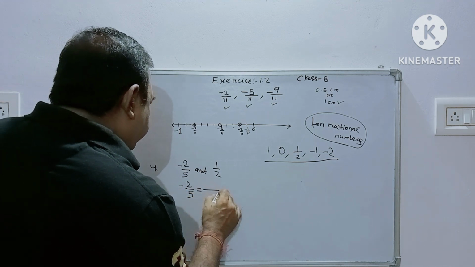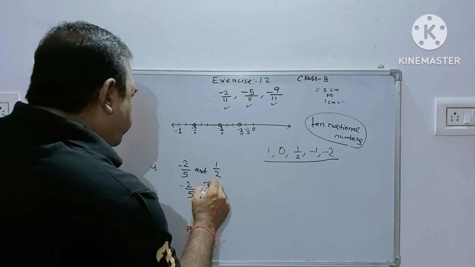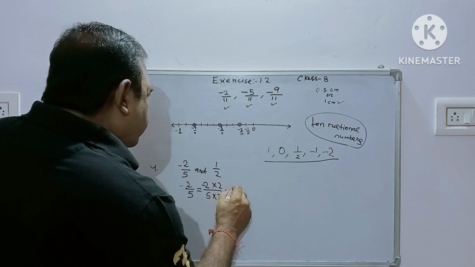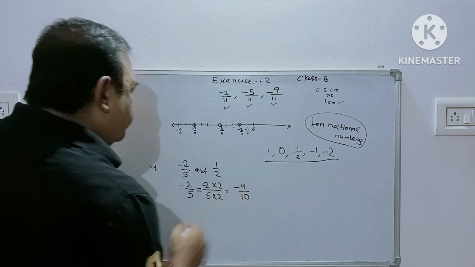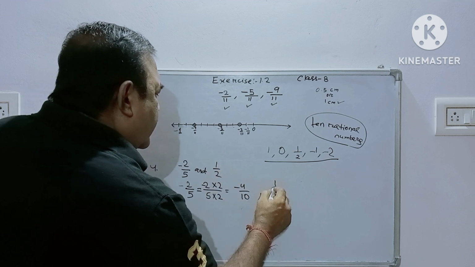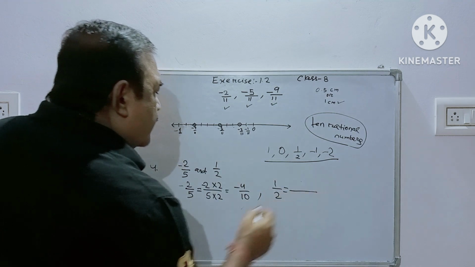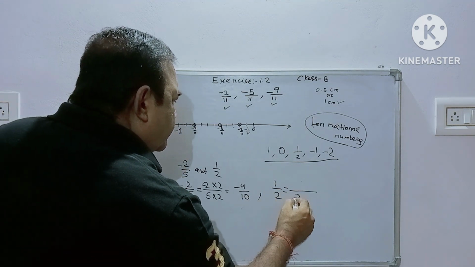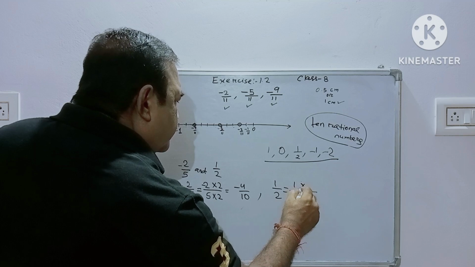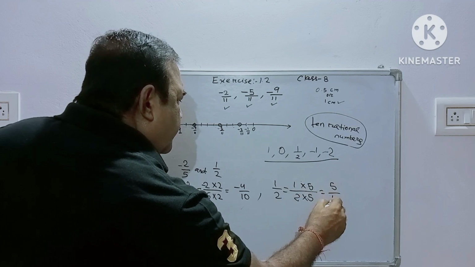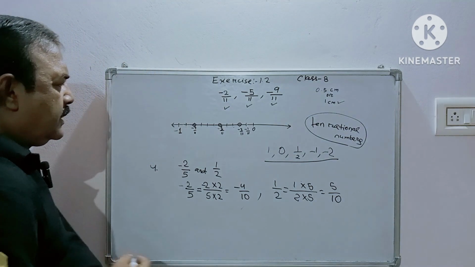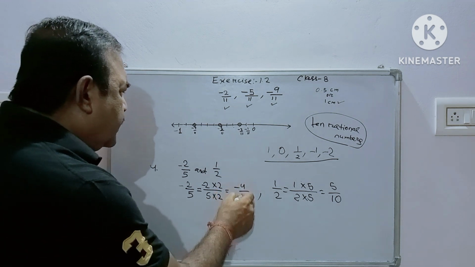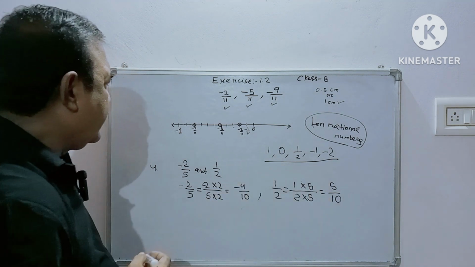So what you will do here, you see. -2 upon 5 into 2 into 2, that is -4 upon 10. And here it is 1 upon 2. Convert the denominator into 10. So 2 into 5, that is equal to 5 upon 10. So the denominator becomes same. So this is -4 upon 10. This is 5 upon 10.